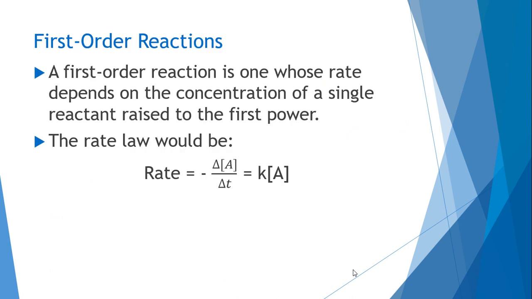So, first order reactions. Remember, a first order reaction is one whose rate depends on the concentration of a single reactant raised to the first power. So, in our first section, we learned that rate is equal to the change in concentration divided by the change in time. In the last lesson, we learned that we can come up with a rate law to show that the rate equals k, which is our rate constant, times the concentration of A to the first power, or it could be B to the first power.